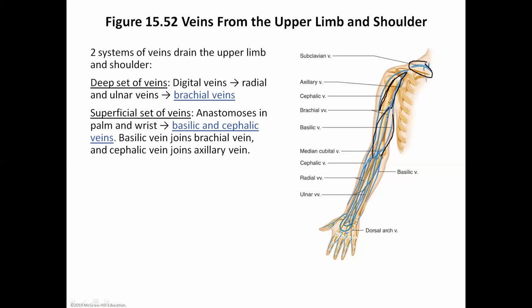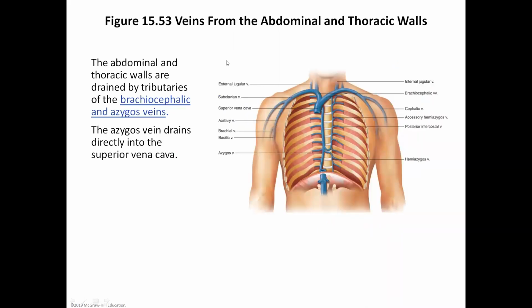And again, they sort of converge with that basilic vein. Again, we've got that median cubital vein going on here, and then again, we have those radial and ulnar veins. We get this dorsal arch, and then again, we get these digital arteries coming down. But again, we're working our way backwards. We're taking blood from the tips of our fingers back into circulation, back to the heart.